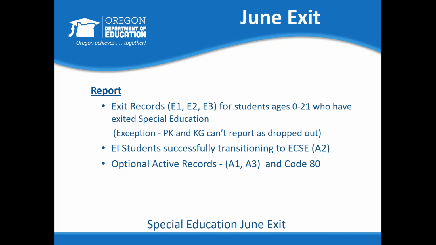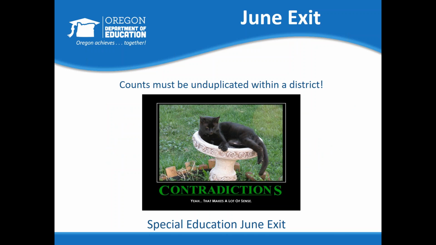Note that other types of active records may also be submitted on the June exit. For these active records, which are A1s and A3s, you may report students with IEPs or eligibility dates that are out of compliance as agency serving code 80, and this will allow you to bypass the validation rules for IEP or eligibility dates. But note that A1, A3, and agency serving code 80 records are optional for June exit, and we will not audit those for accuracy. We're actually no longer using those, so they are for district use only now. For June exit, your counts must be unduplicated within a district, so you're only going to report one record per student as a district or program.